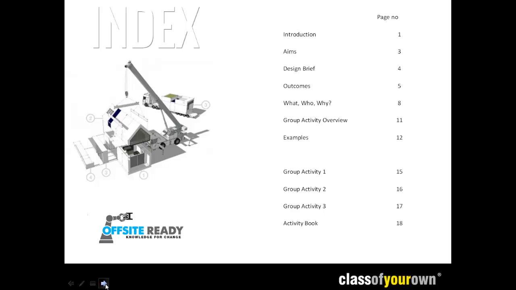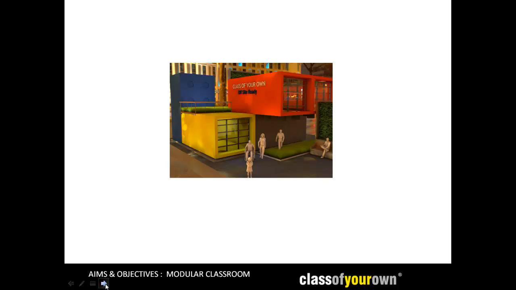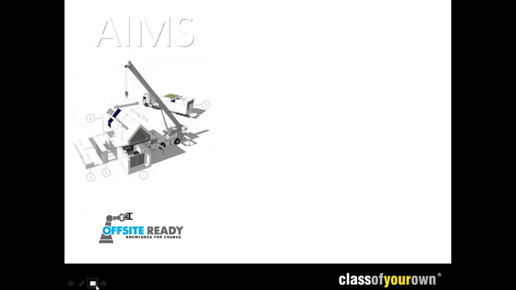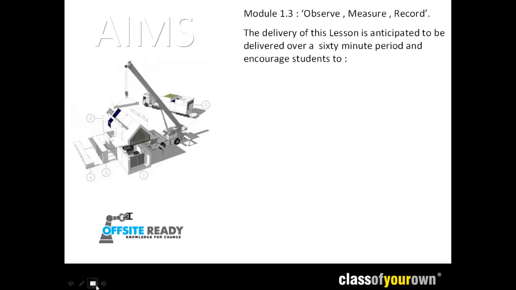So the index sheet outlines the brief, the outcomes, the what, who and where, why, and the group activity overview. The aims and objectives behind this module link through by first of all looking at materials and resources. Then module 3 will go into digital modelling. Module 4 is looking at the physical modelling. Then 5 is engaging with form and function to actually analyse and design the final outcomes.